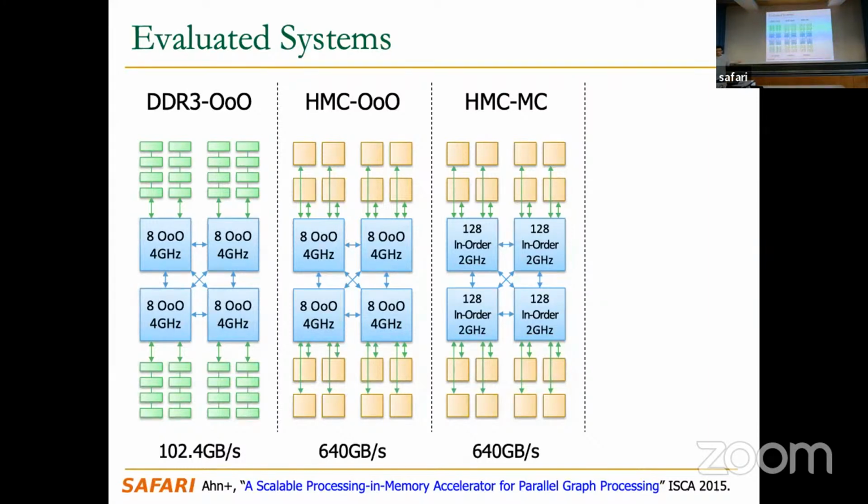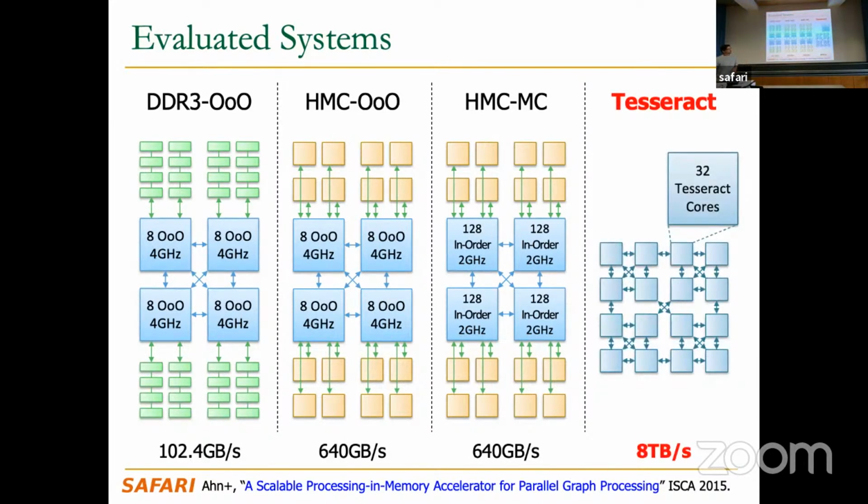Tesseract was evaluated against several baselines. The first of them is 32 out-of-order processors that you can see on the left-hand side, and DDR3 memory, with a total bandwidth of 102 gigabytes per second. The second configuration is exactly the same, but replacing DDR memory with HMC memory that is higher bandwidth, providing 640 gigabytes per second. The third baseline is also using HMC memory, but in this case, instead of out-of-order cores, we are using in-order cores, a total of 512 in-order cores. This is like a many-core processor.